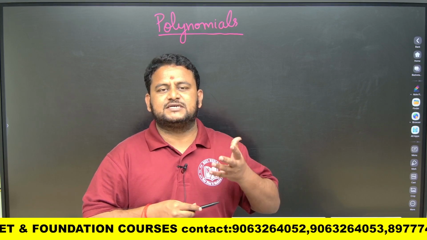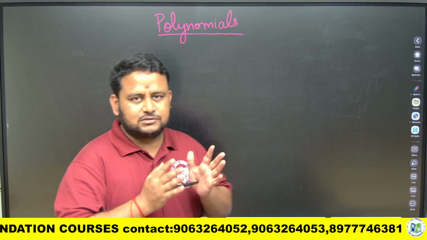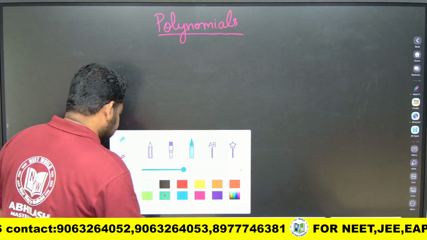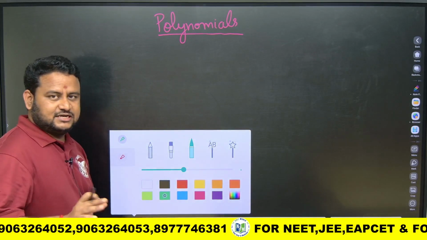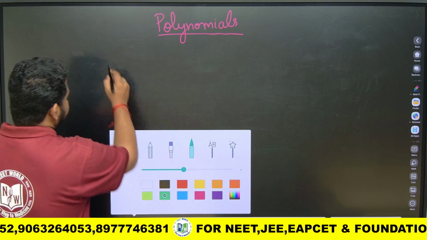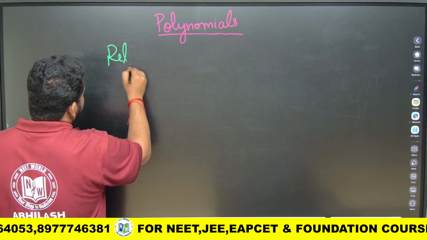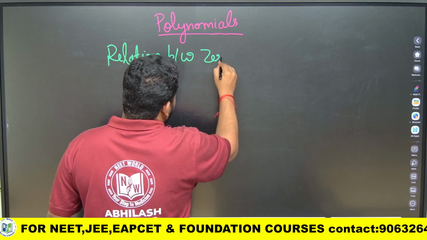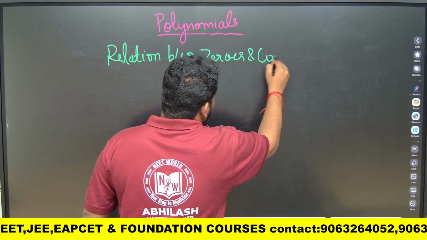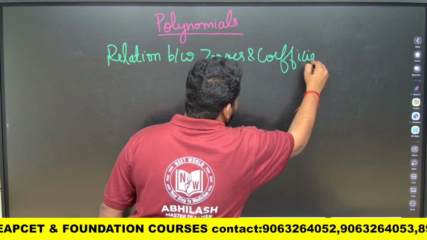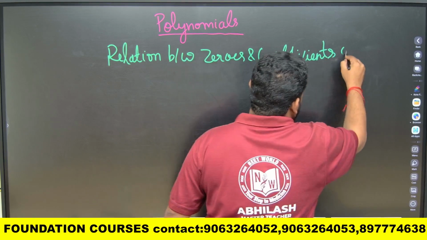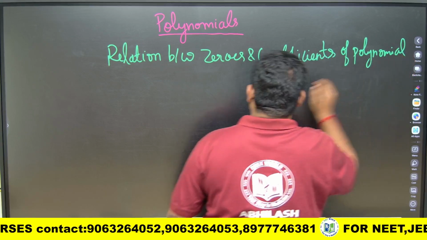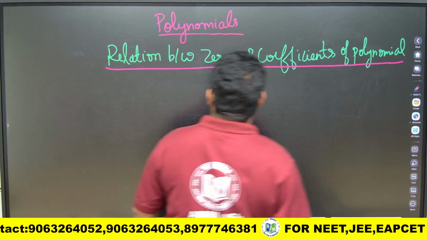So in this class our major topic of discussion, the main focus, will be the relation between zeros and coefficients of the polynomial. Let us see that, and based on that we will solve the exercise questions, that is exercise 2.2 in your NCERT book. So what we will learn: relation between zeros and coefficients of polynomial. This is what we are going to learn.